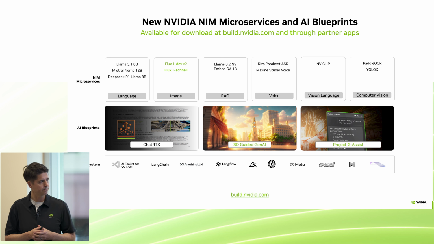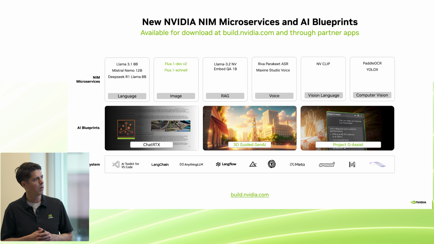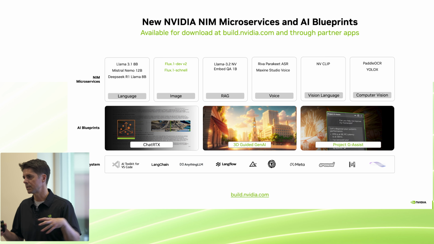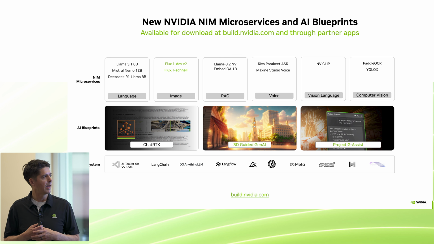Now, I mentioned that NIM is compatible with an ecosystem of AI tools. These are all the tools that currently have support for NIM: AI Toolkit for VS Code, LangChain, AnythingLLM, Langflow, Meta, Crew AI. And I say Meta. Meta is actually a model partner, so we work with Meta. We also work with Mistral. We work with Black Forest Labs.